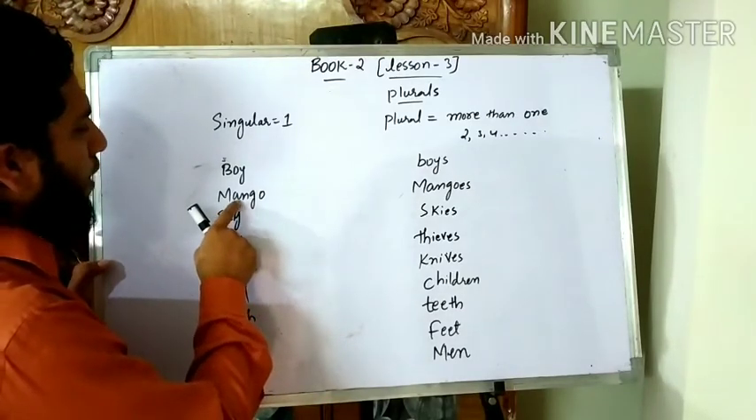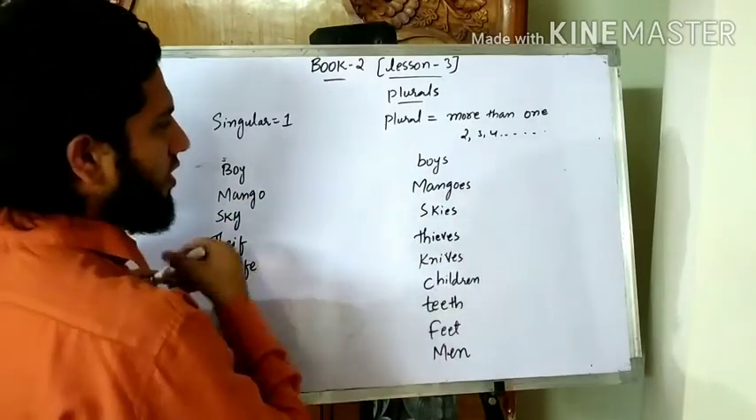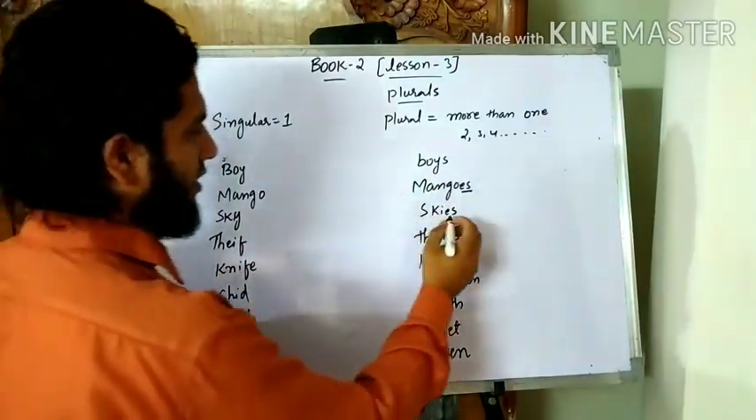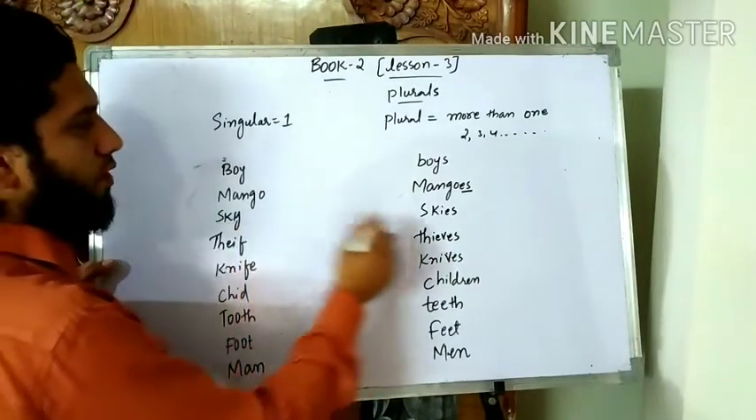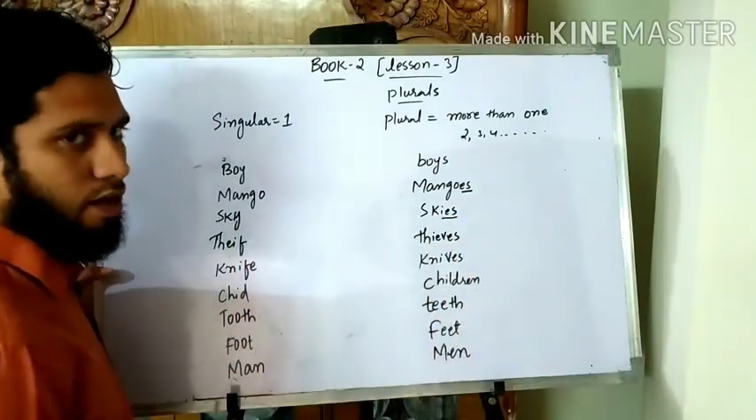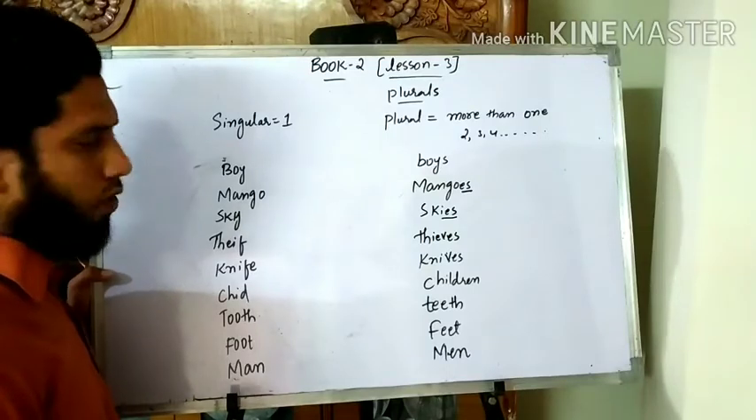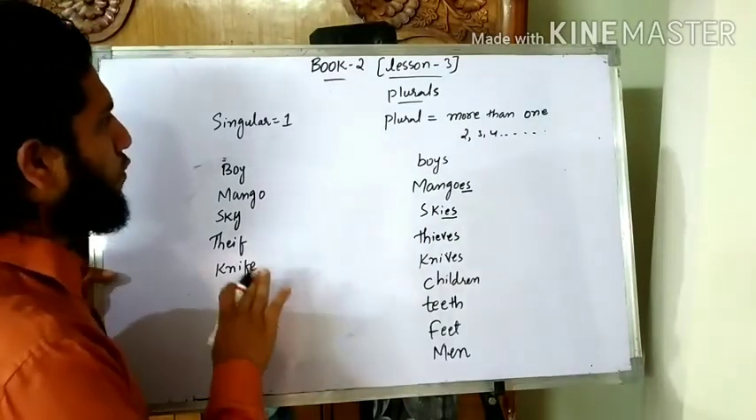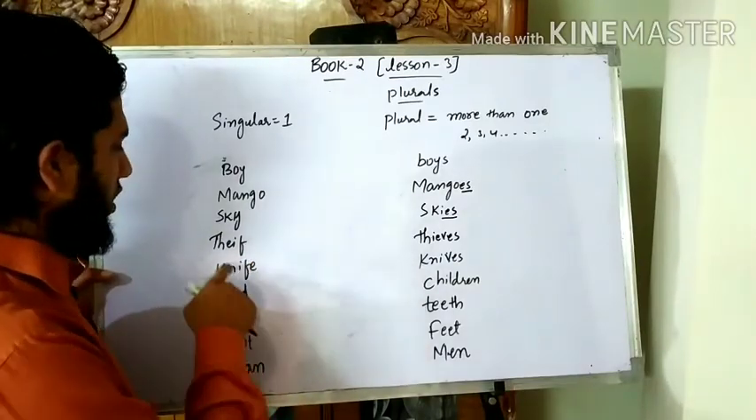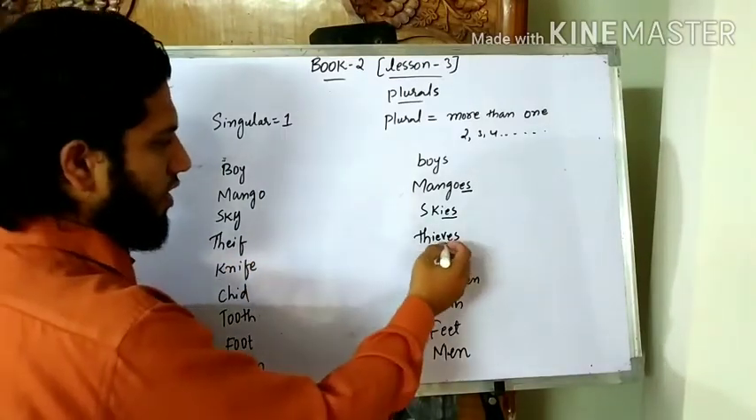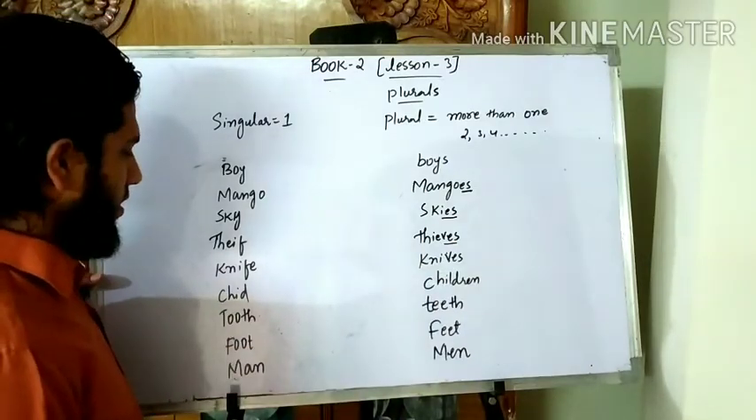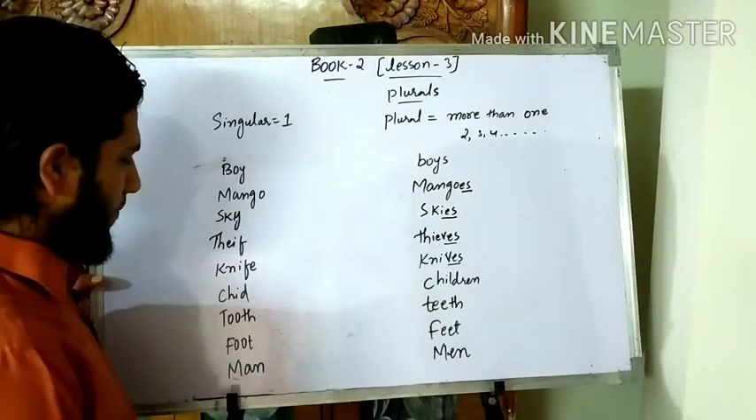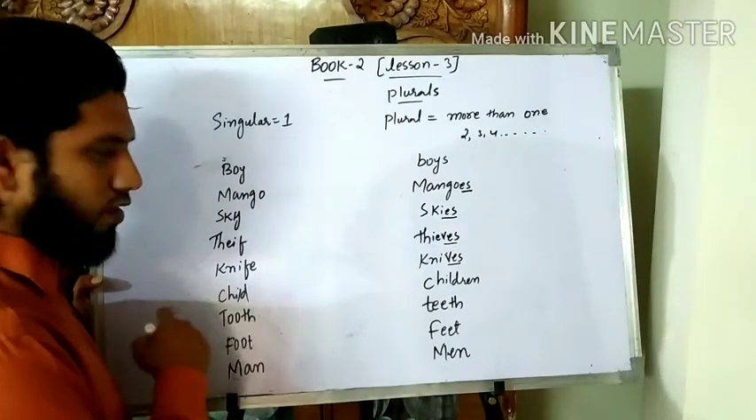See in the case of mango, mangoes, here it is es. Sky, skies. Y is getting dropped and ies are added. You can learn these rules from your English teacher. I am just explaining how the conversion of singular to plural works in the English language. Thief, thieves. Here you can see ves. Knife, knives.